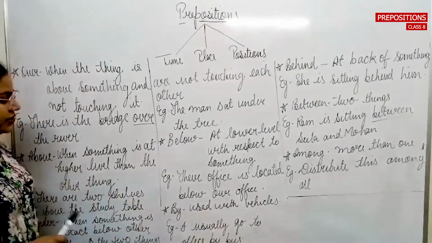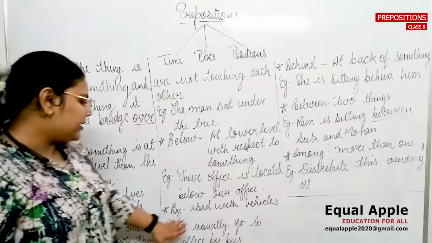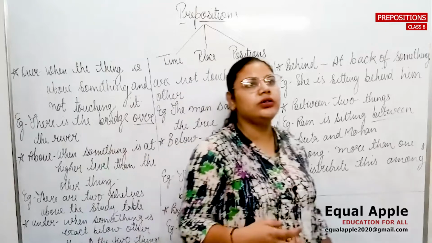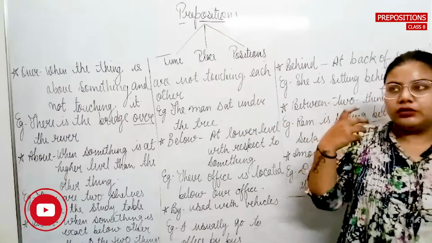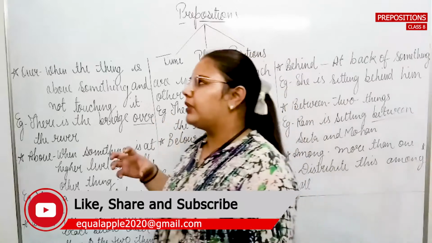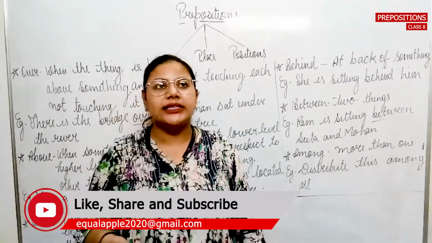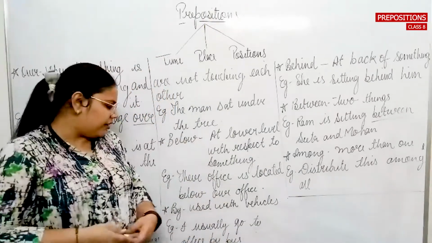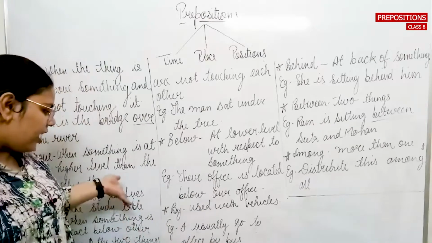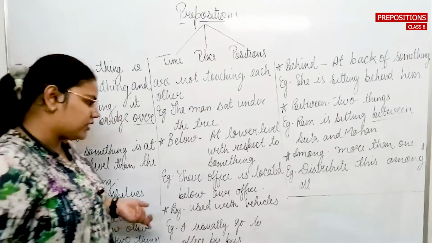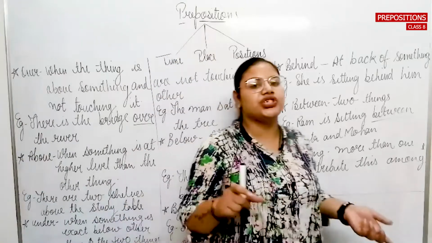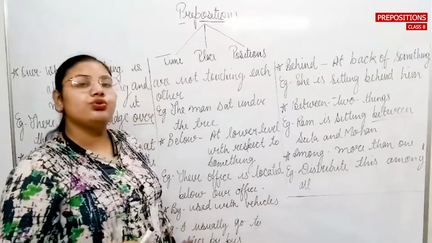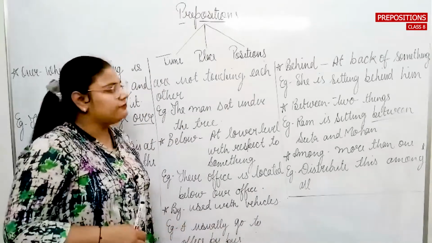Next we have the preposition by. It is used with vehicles. Whenever we are talking about vehicles, for example, if I talk about somewhere I am going, I will say like this, I go to my school by auto rickshaw or by bus. Here I have written the same example for you, I usually go to office by bus. So whenever we are talking about the preposition by, we need to keep in mind one thing, that it is basically used for vehicles.